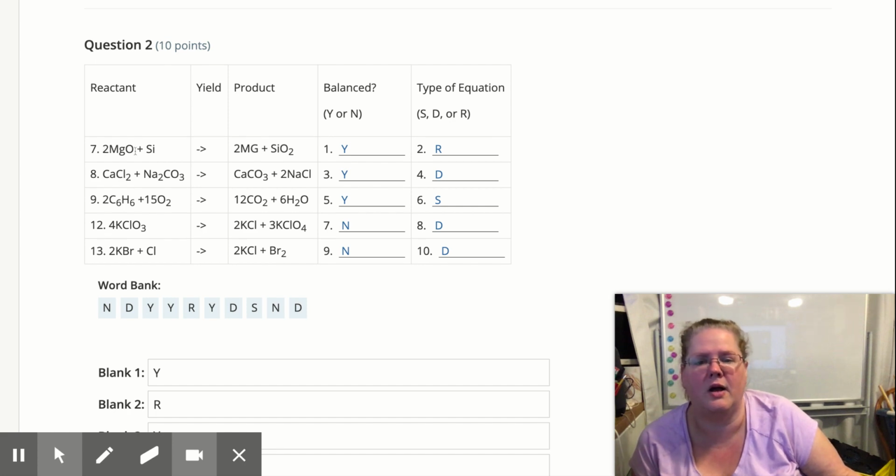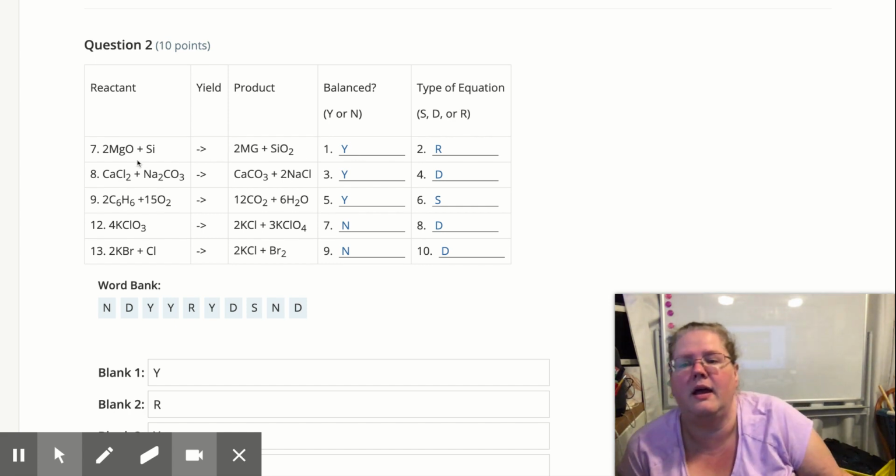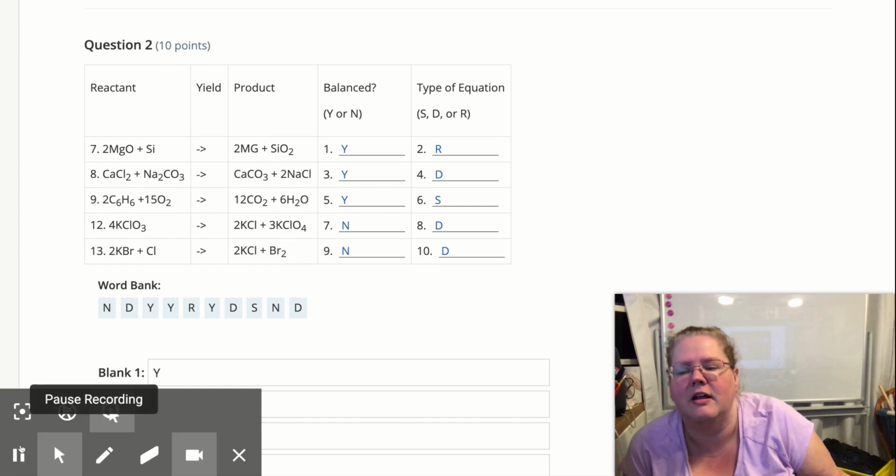2 times 1 is 2 oxygens. Over here I have an O sub 2, that means I have 2 oxygens. I have 1 Si by itself, I have 1 Si by itself, so yes, it has balanced. And let's see, I've got 2 capitals and plus 1, and I've got 1 capital, that should be a lowercase g. Hang on, I'll fix that.